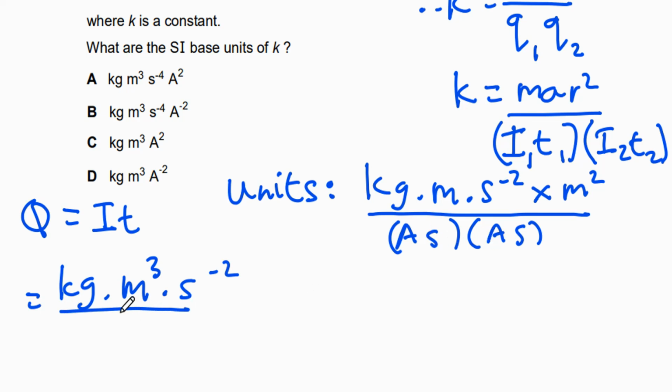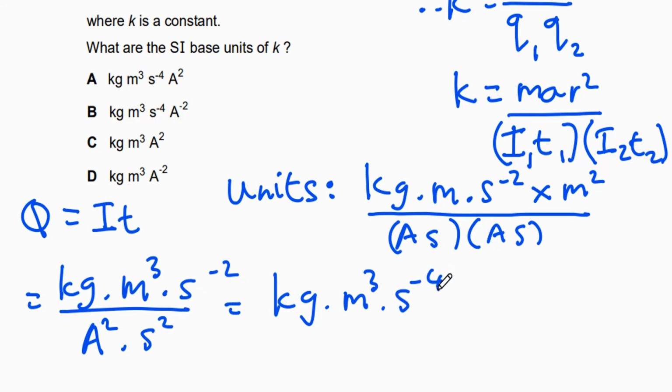A times A is A squared, and S times S is S squared. When we divide the s's here, we can subtract the powers. So -2 minus 2 is -4. We can take the a squared to the top, and it becomes a to the -2. Now we check which answer gives the same result as we have here, and of course it's B.